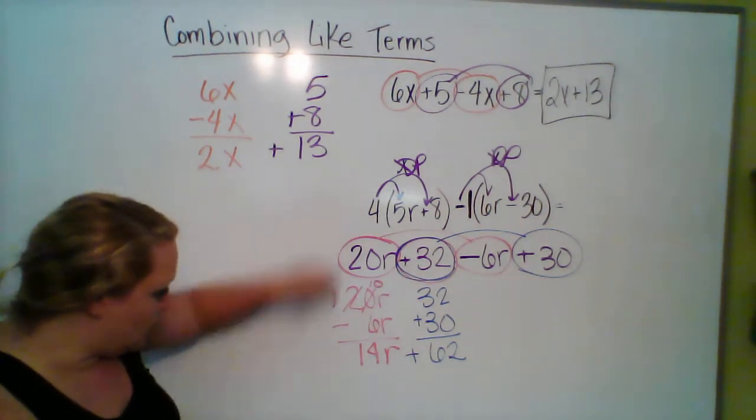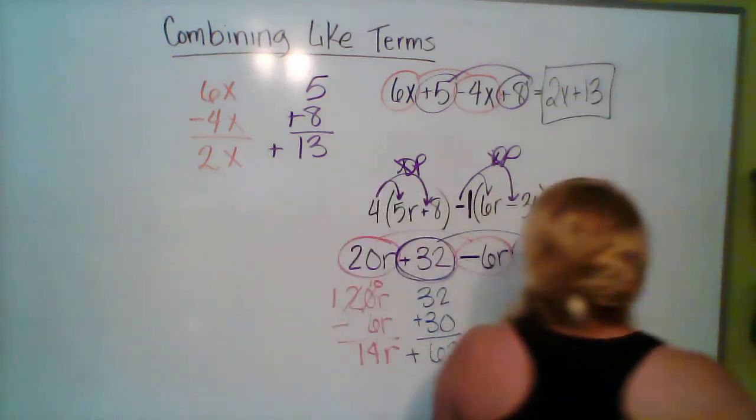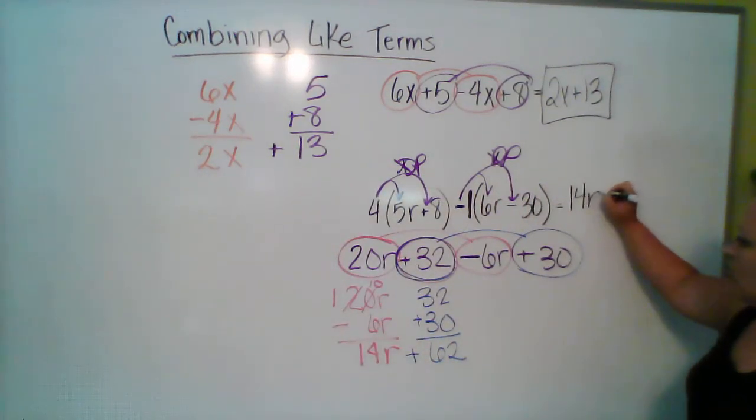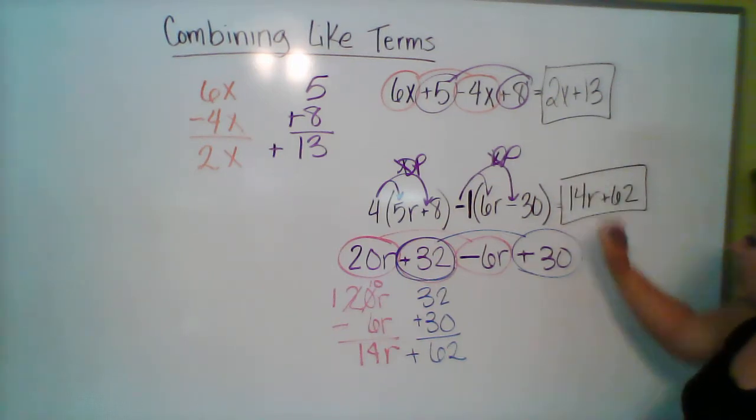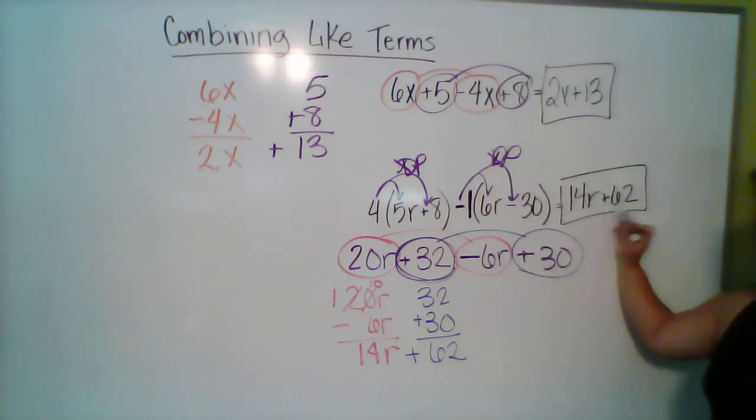So this super long problem ends up being 14R plus 62. And that is our final answer because these cannot be combined. This has a variable, this does not.